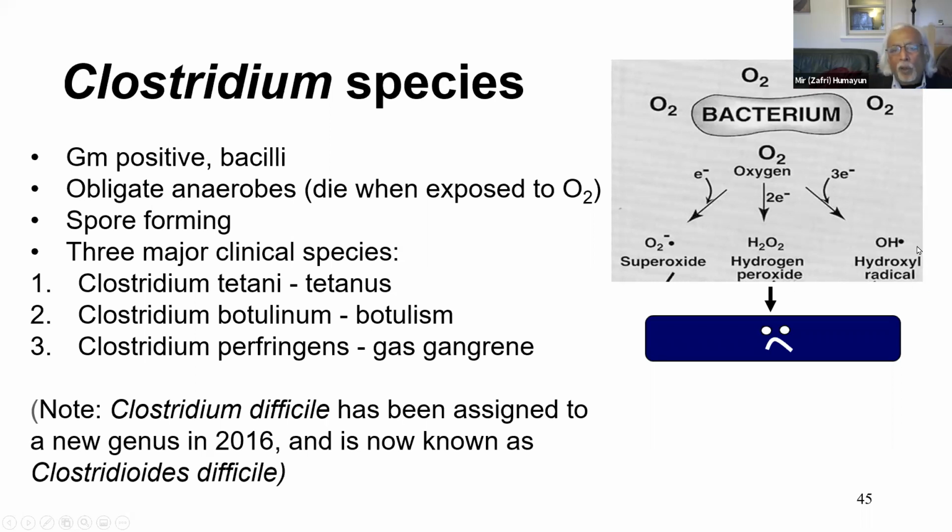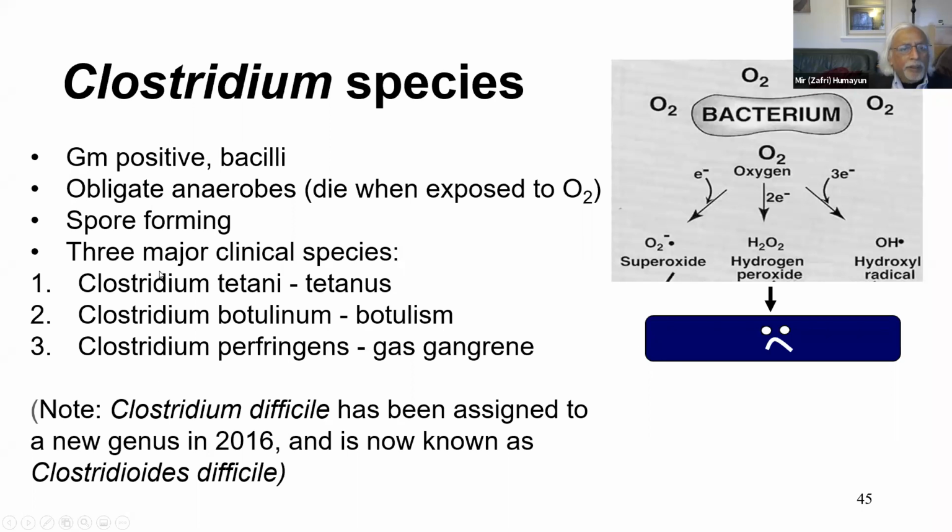These enzymes are totally missing in anaerobes. So when exposed to oxygen, when H2O2 and OH are produced, these cells simply die because these are two extremely toxic oxygen species. Okay. In any event, these are obligate anaerobes. There are three major clinical species: the tetani, botulinum, and perfringens.